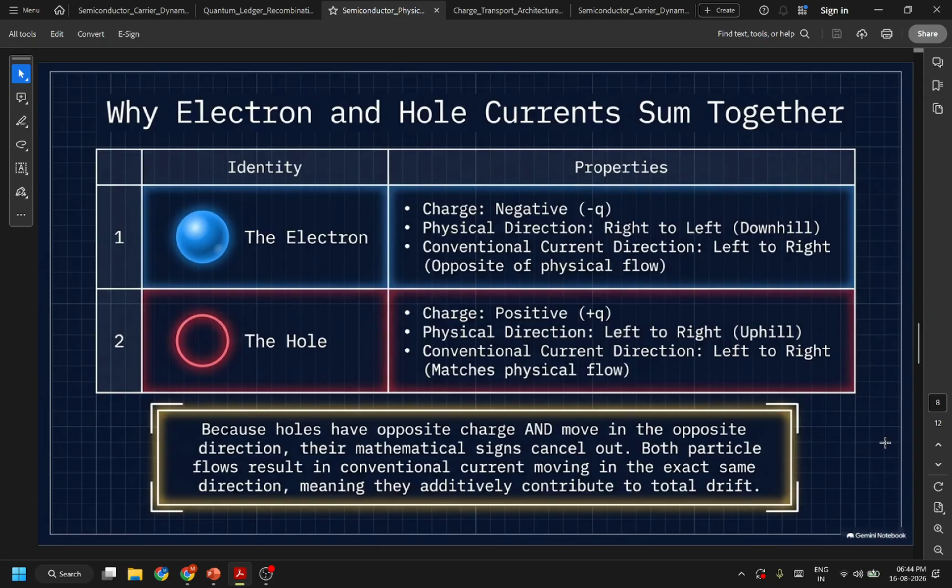Because holes have opposite charge and move in the opposite direction, their mathematical signs cancel out. Both particle flows result in conventional current moving in the exact same direction, meaning they additively contribute to total drift.